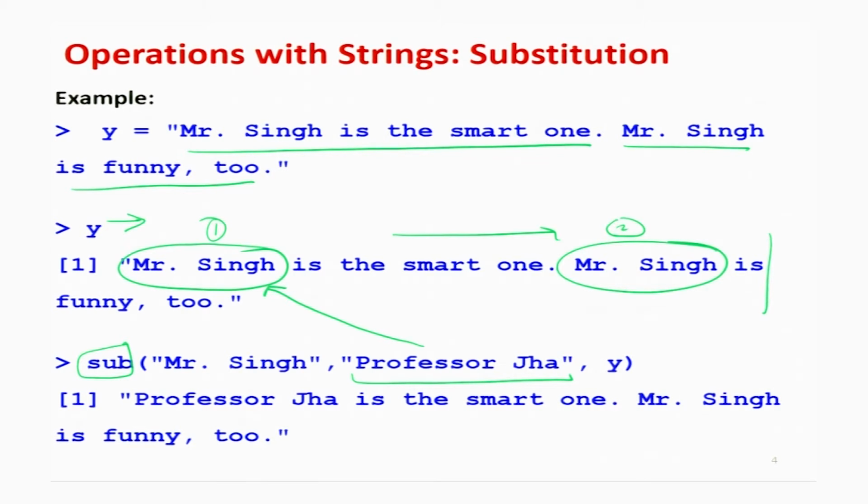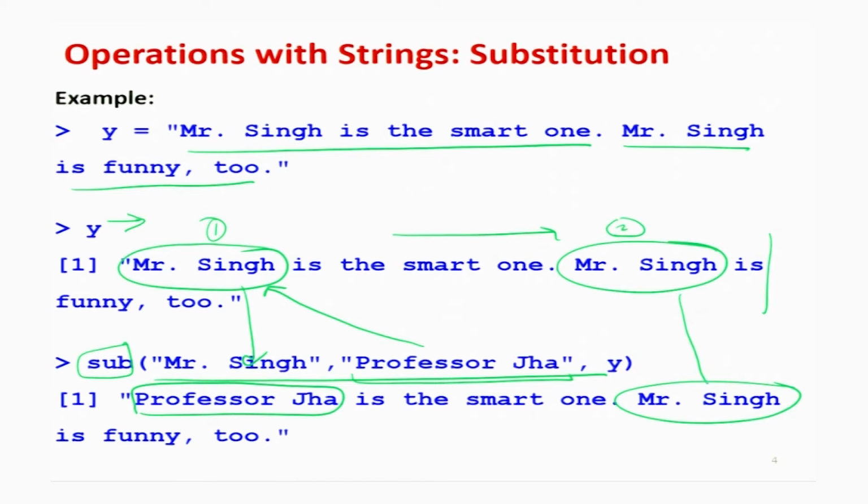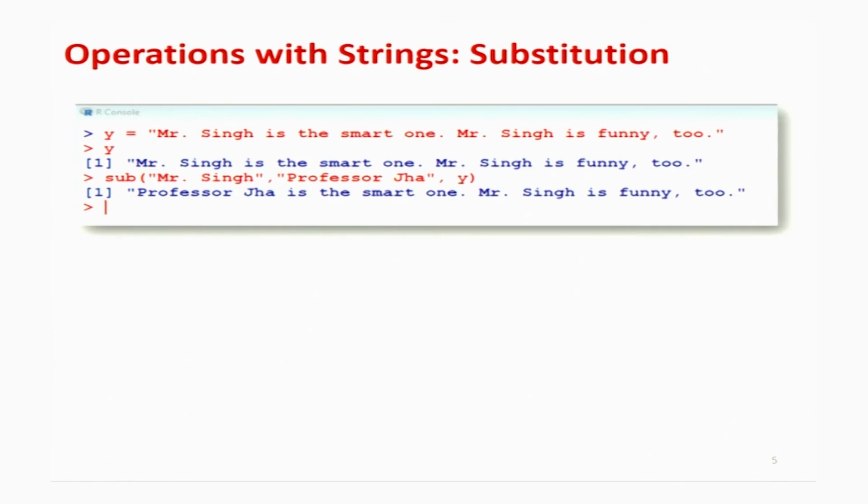So in case you see the outcome of this sub command, you can see this Professor Jha is coming at place number 1, but at place number 2 Mr. Singh is still there. That is not changed. So this is the role of sub, right? And this is the screenshot of the same operation.